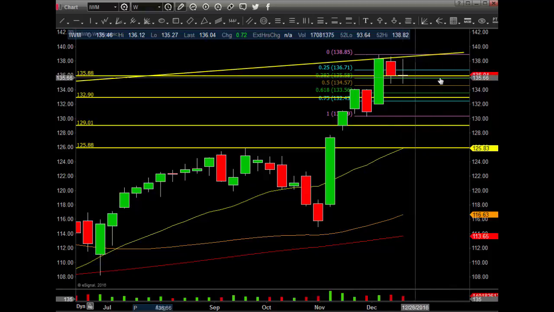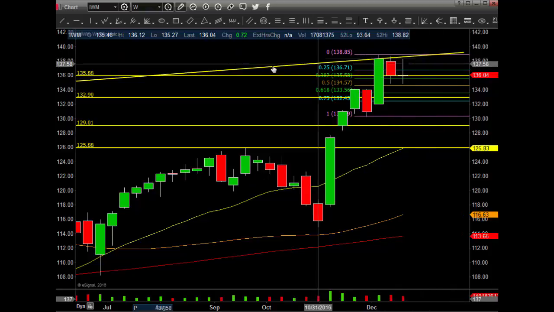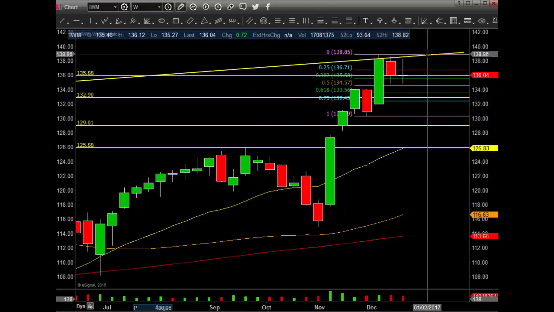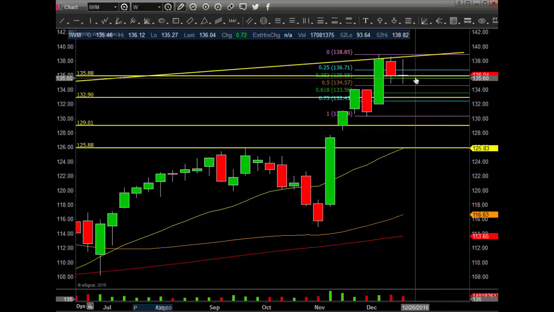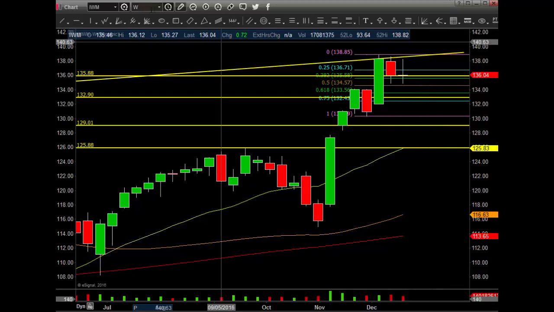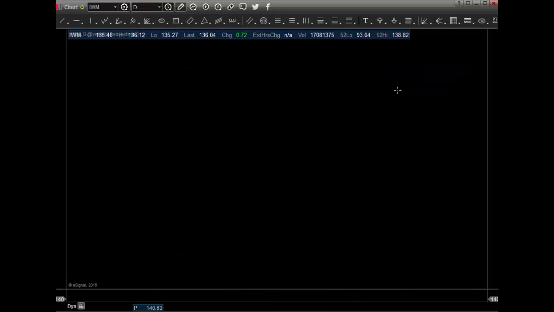Again, we need weeks of consolidation, or do we continue up just like the SPY above this line and then go for 140, maybe 145, 150. The SPY too, who knows? Maybe we go another 10 points with the light volume and the Trump rally. At this point, anything's possible, guys.